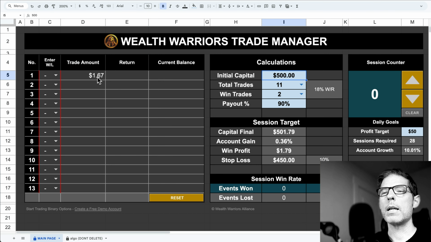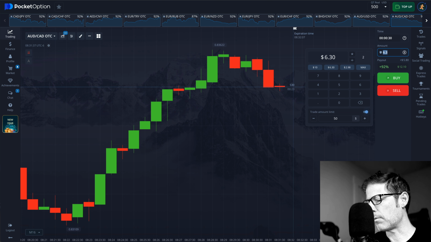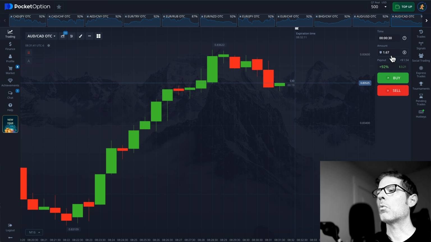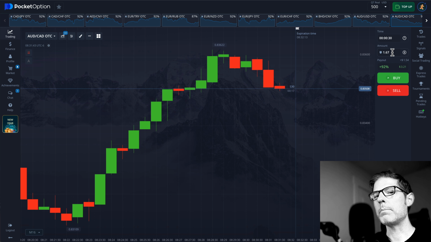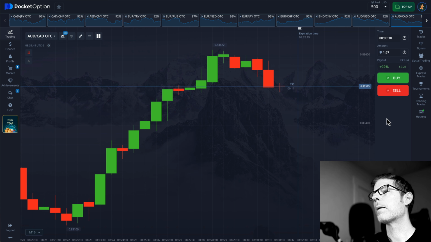So the first trade amount, though, is going to be 167. Let's go over to Pocket Option, and I will change this amount to 167, just like that. And so once I have the amount that the trade manager gives me entered into the amount box, then I'm all ready to go. I can begin trading now.